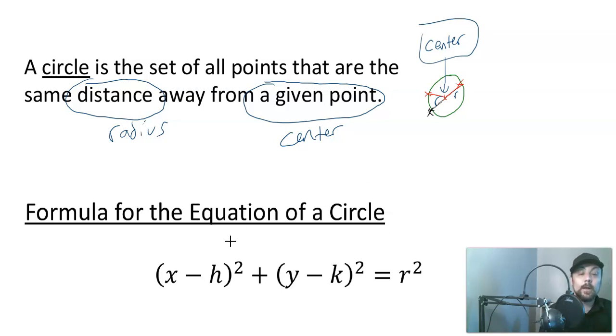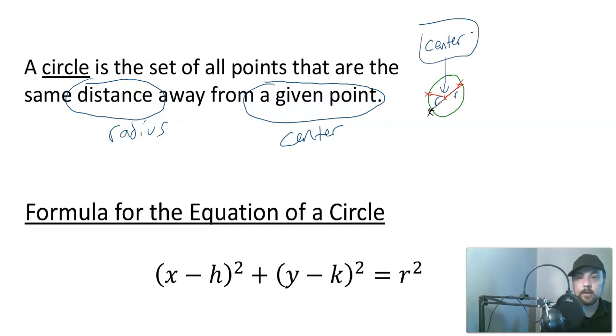All right, so here is the formula for the equation of a circle. It should look pretty familiar. It's essentially the distance formula that we just were working on, right? But it's been modified. So again, the distance formula is just a modified version of the Pythagorean theorem. The formula for the equation of a circle is just a modified version of the distance formula, which is just a modified version of the Pythagorean theorem. All right, where these letters come from.